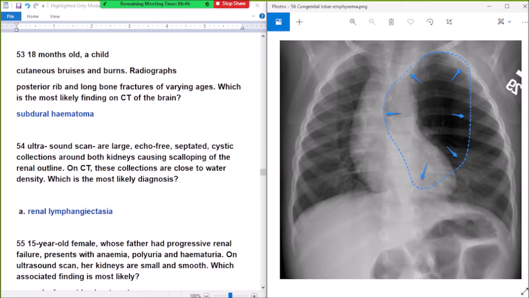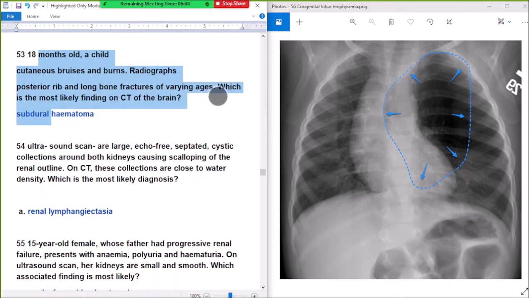53, sorry. 18-month-old child has cutaneous bruises and burns. Radiograph shows posterior rib and long bone fractures of varying ages. This is the most likely finding on CT of the brain: subdural hematoma. So these are non-accidental injuries. More non-accidental injuries. Most likely finding on CT of the brain: subdural hematoma, which is also non-accidental injury.